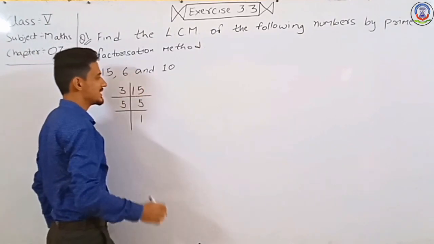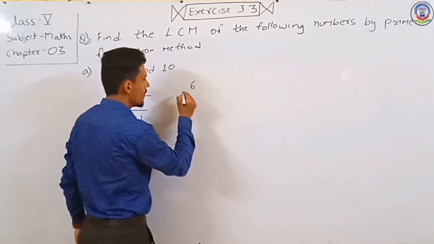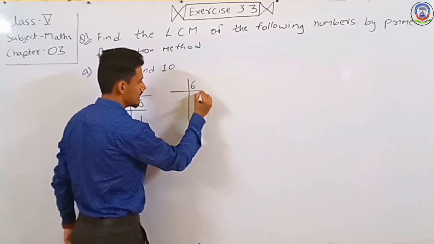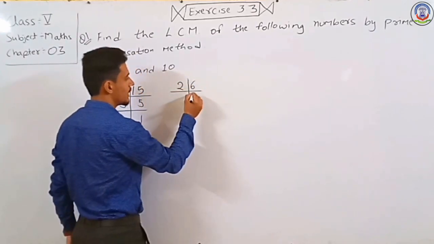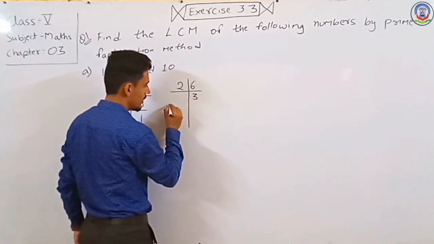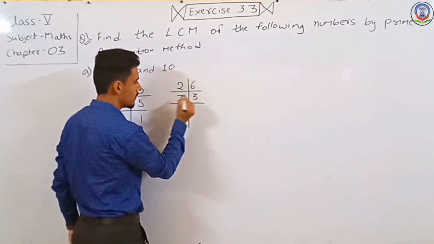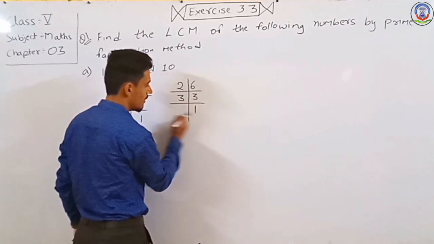Next we move to 6. Now prime factors of 6. 6 is divisible by 2. So we write here 2. It comes 3 times. So here 3. Now 3 is a prime number. So we write here 3 and 1.